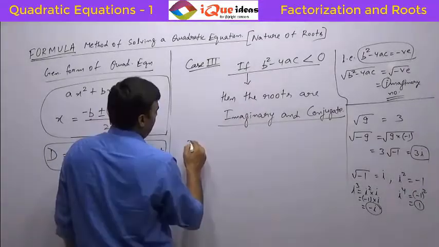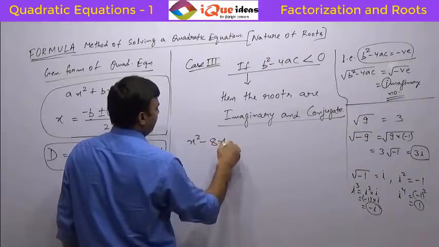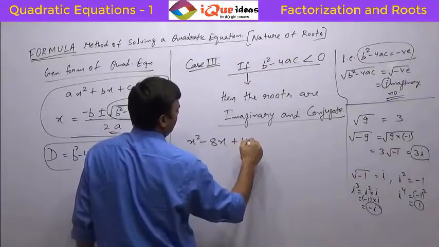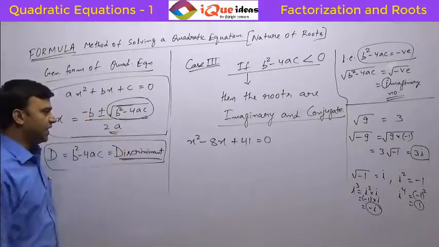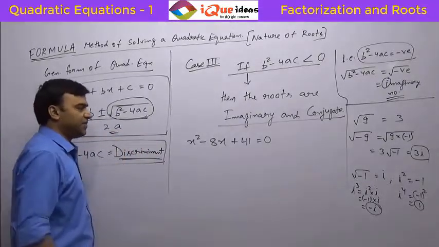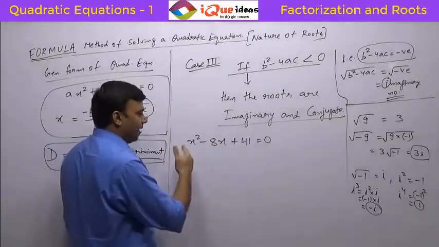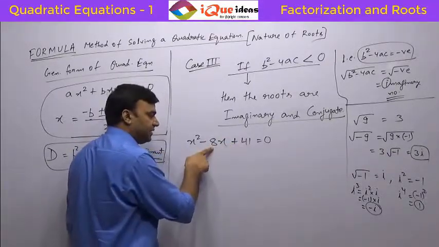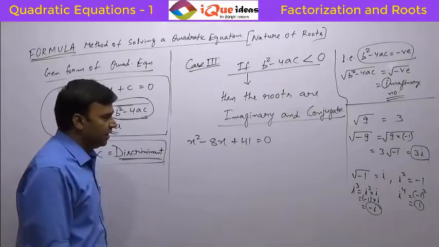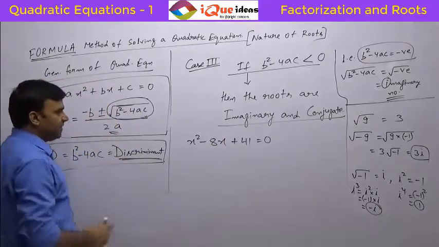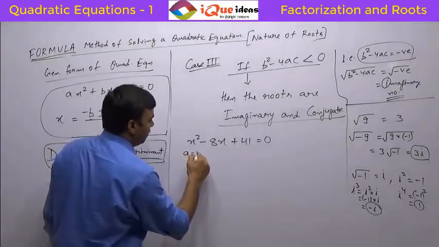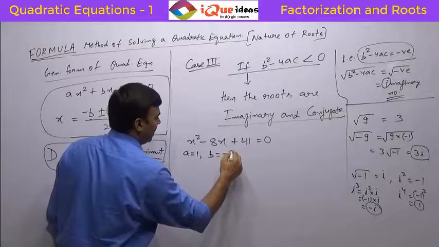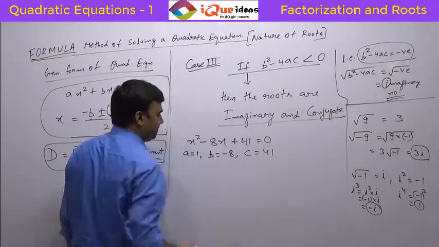Suppose we have x square minus 8x plus 41. Now 41 is a prime number, 1 into 41, only one possibility. After adding, we should have got 8, whereas it is 42, so we cannot factorize it. So we'll apply the formula. What happens if we apply the formula? Here a is equal to 1, b is equal to minus 8, c is equal to 41.